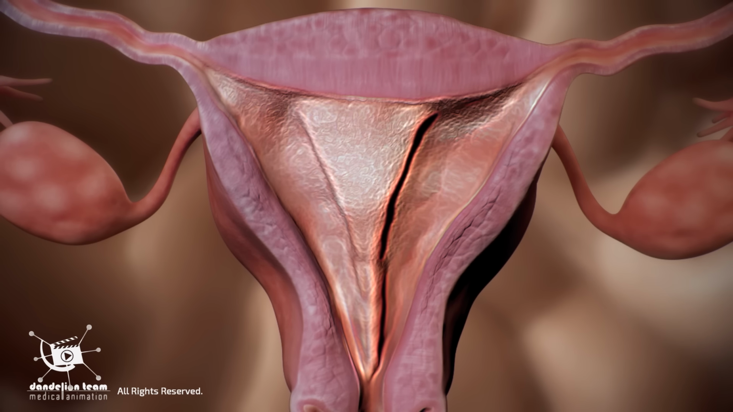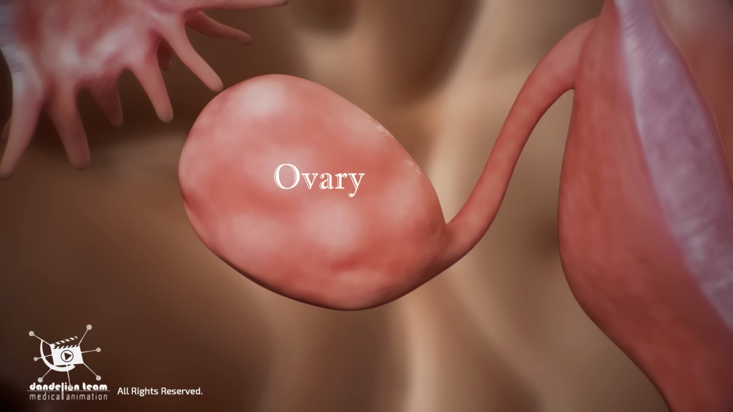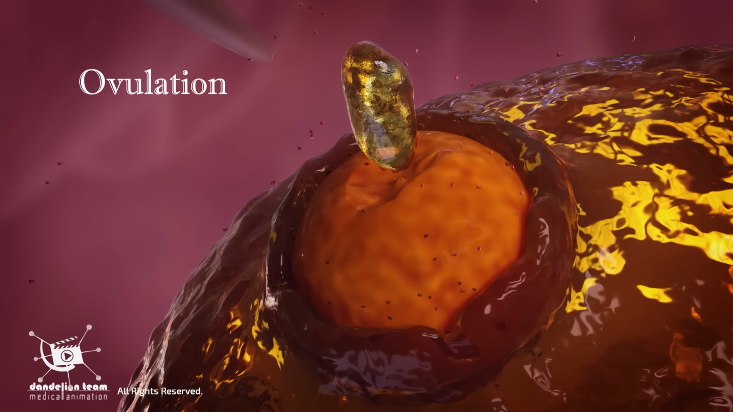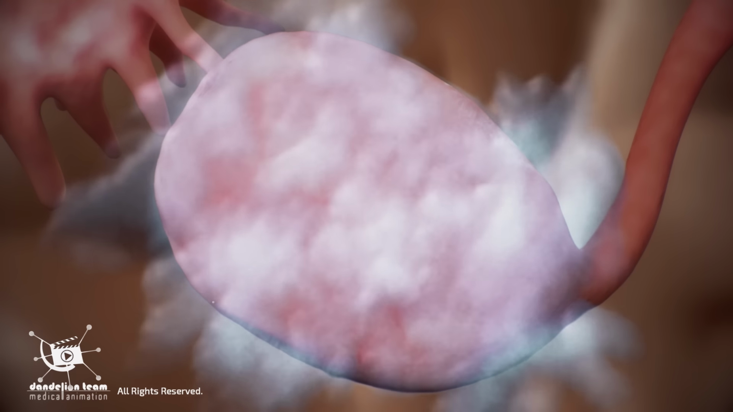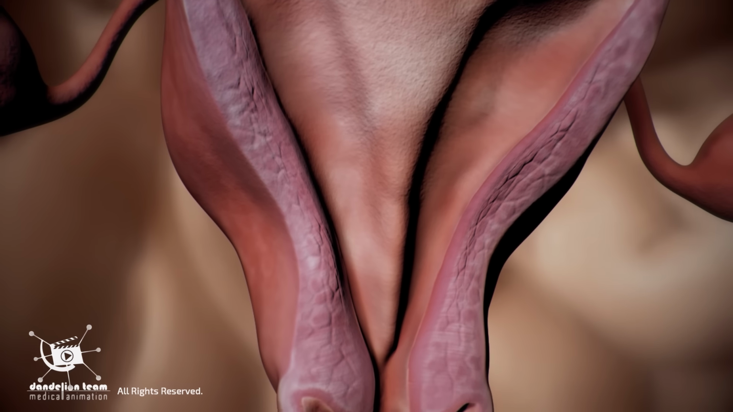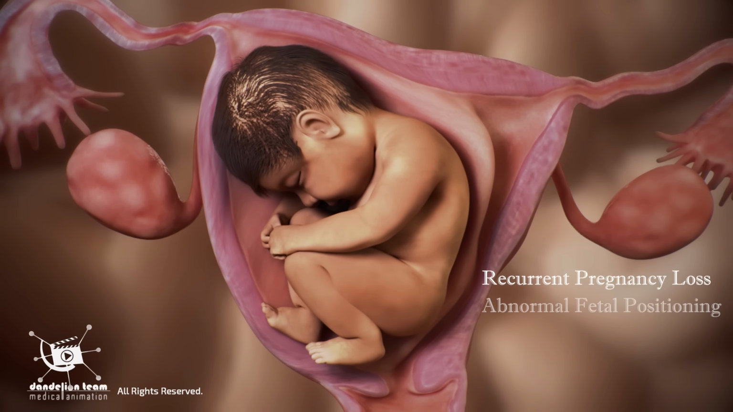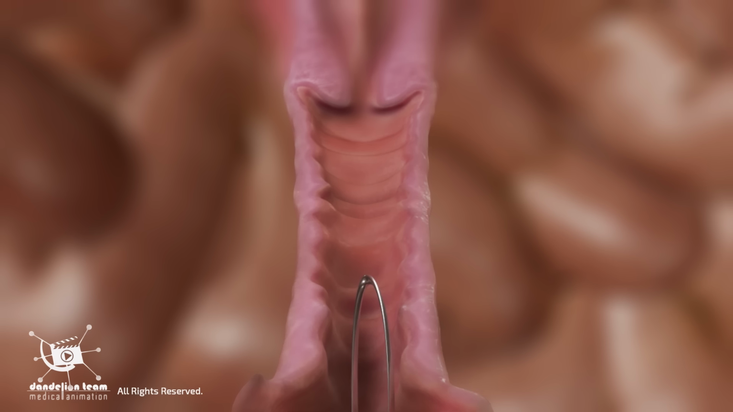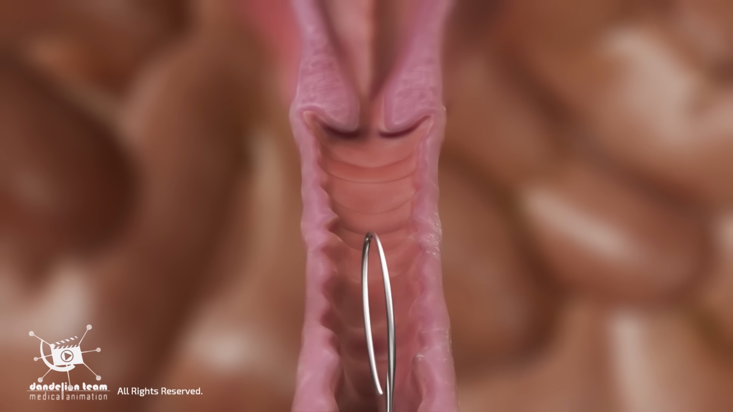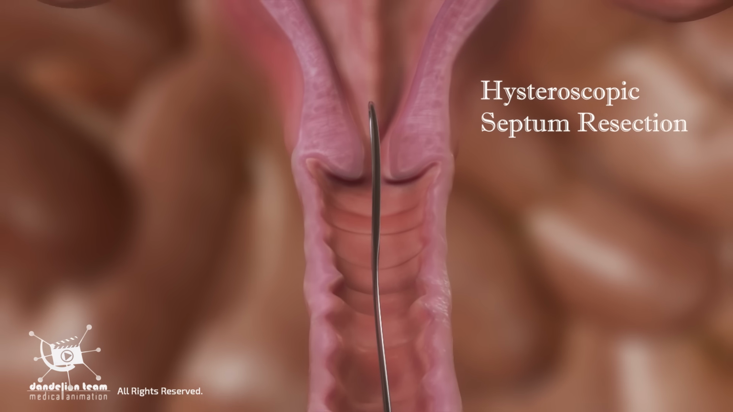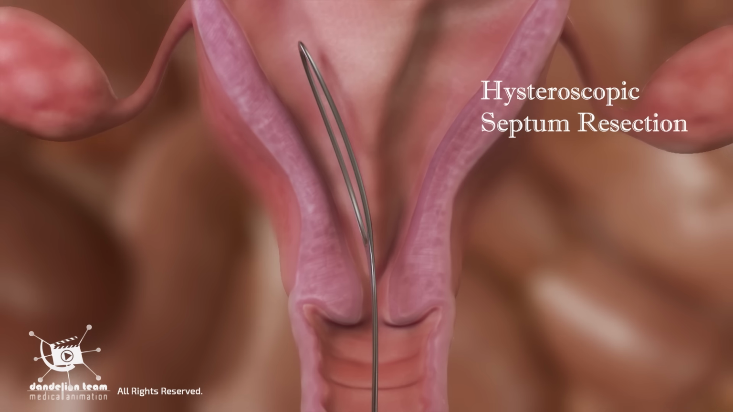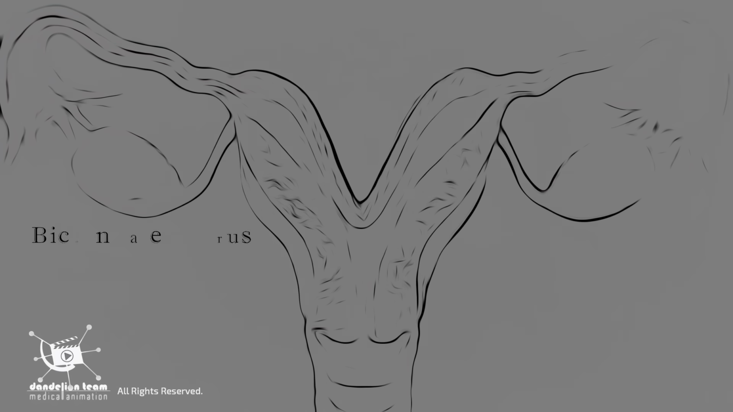Because this variation affects only the uterine cavity and not the ovaries, ovulation and hormone levels typically remain normal. Although many individuals have no symptoms, a septate uterus can be linked to recurrent pregnancy loss or abnormal fetal positioning. In many cases, a minimally invasive procedure called hysteroscopic septum resection can significantly improve reproductive outcomes.